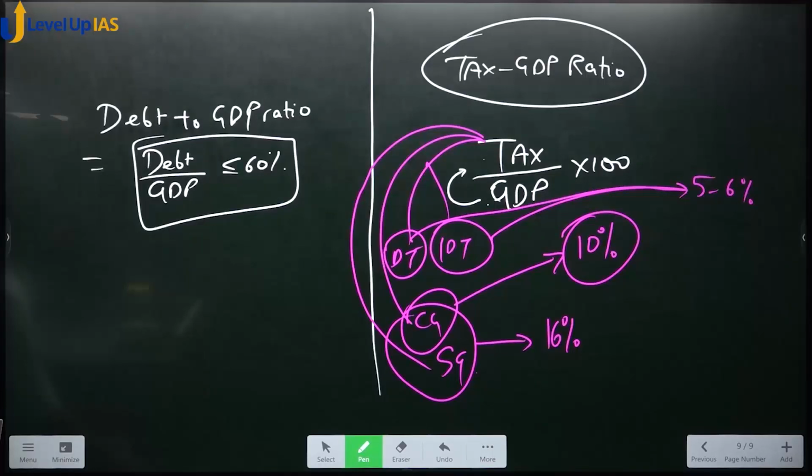So when you want to increase the tax to GDP ratio, you will find ways of collecting more and more tax. Which tax are you going to collect more? So if I tell you, out of a total 10% central government tax to GDP ratio, 8 is indirect tax and 2 is direct tax. Think and tell me whether it's a good thing or a bad thing.